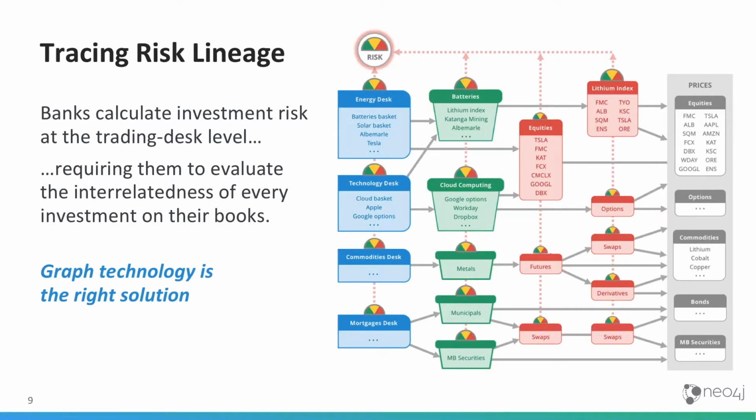So if you look at this problem, it is exactly a graph. And the best technology to actually implement this data lineage, and then the calculation of risk forwards and the aggregation of risk forwards back from the individual prices up through the funds and to the trading desks is a graph technology, a graph database.